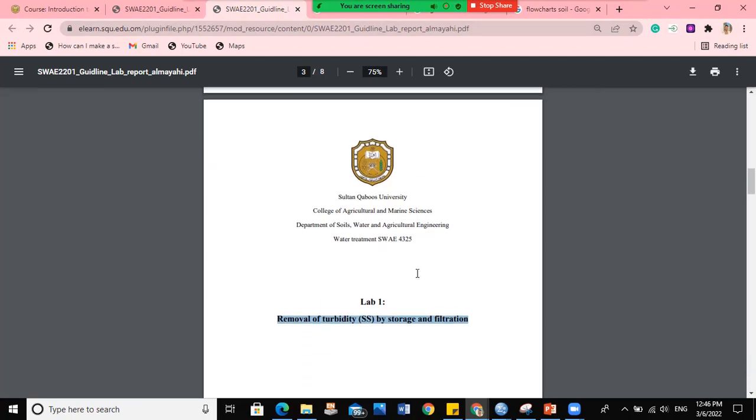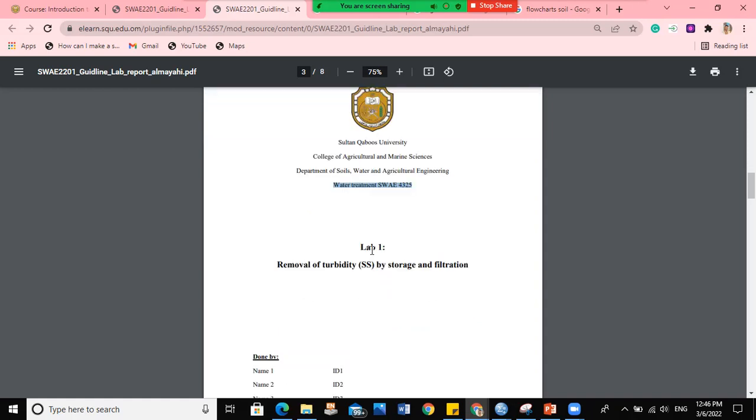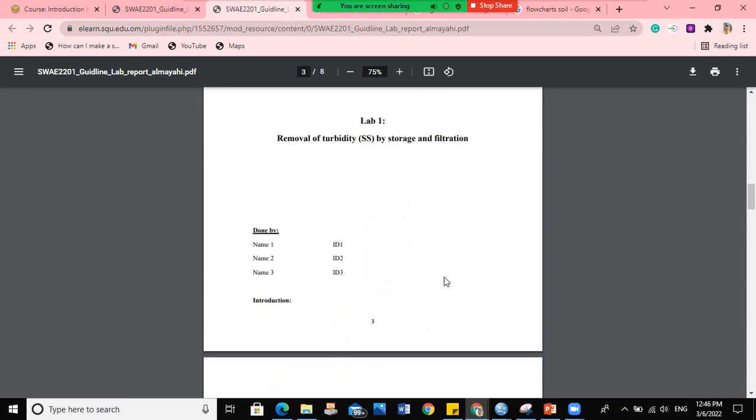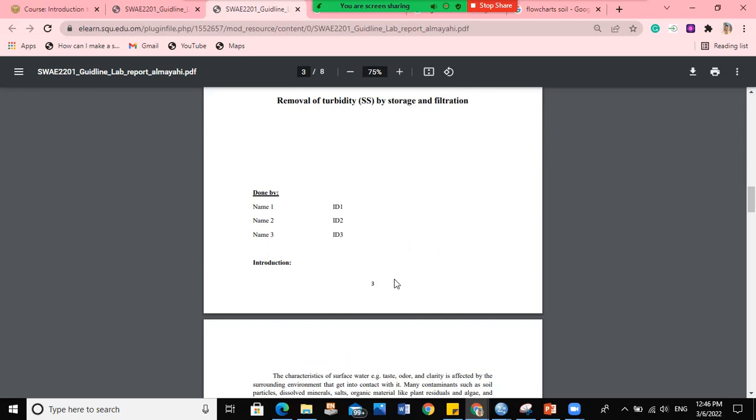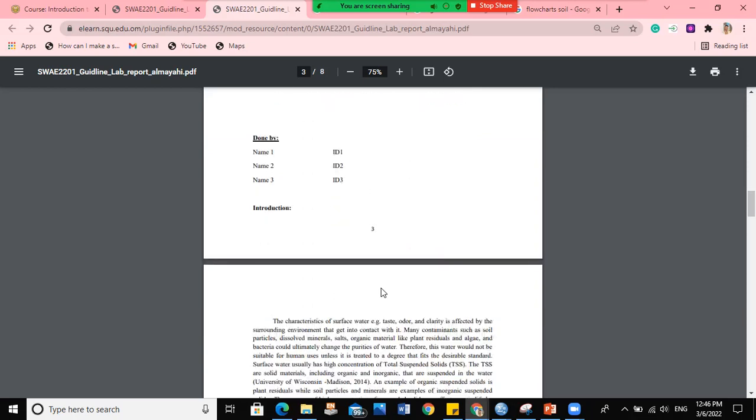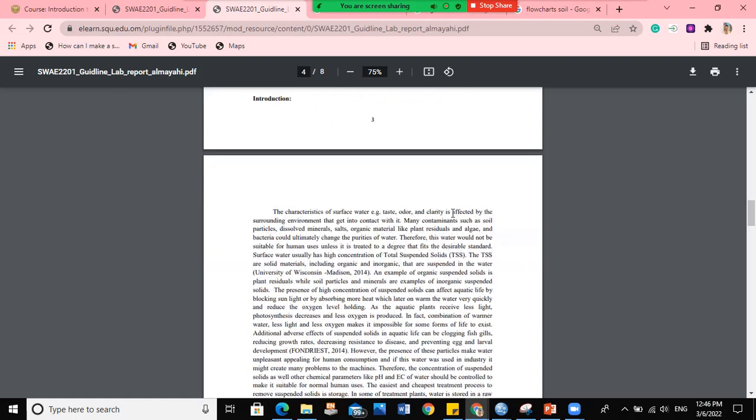Of course, you are taking the course from the College of Agriculture, so you will write here College of Agriculture, and Department of Soil and Water, because the course is from agriculture and from our department. Here you write the title and the code of our course, Introduction to Soil and Water, SWAE 2201. Then you will have lab 1, then you put the title of the lab. You will also see page numbers, and these are very important to add because they show the reader where he is in the report.